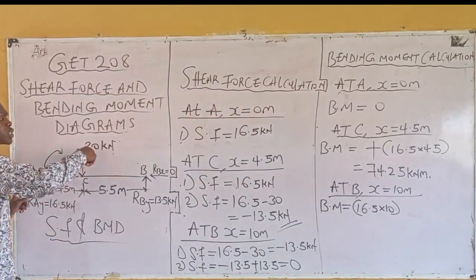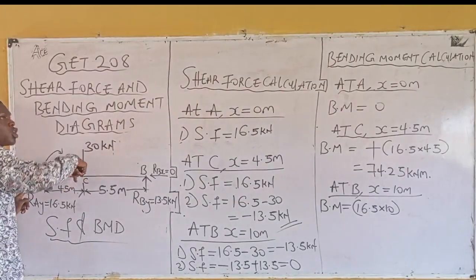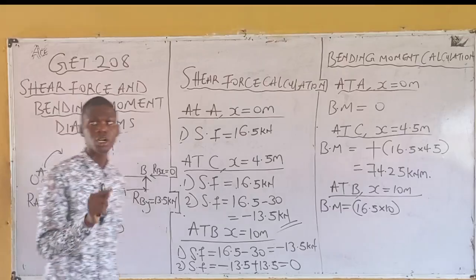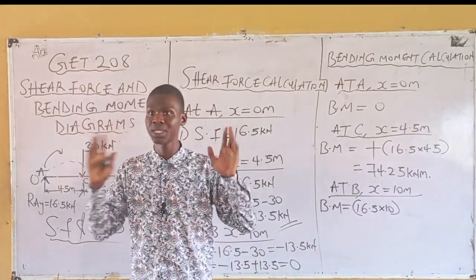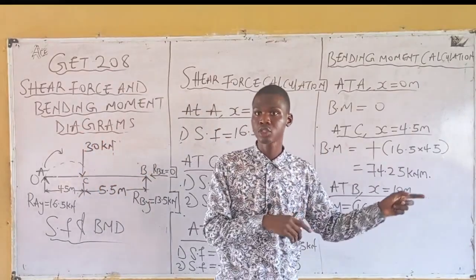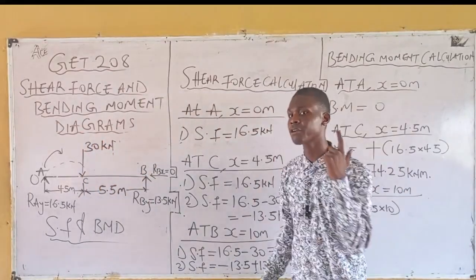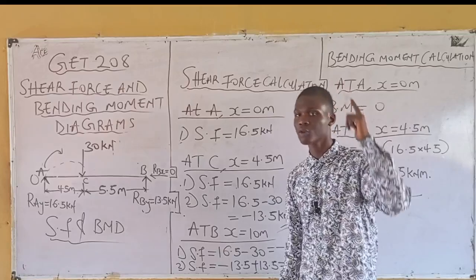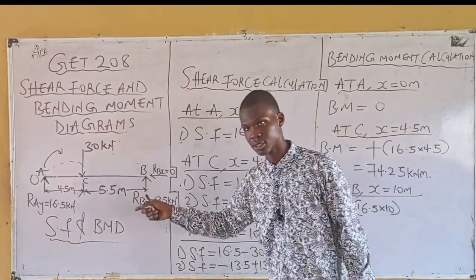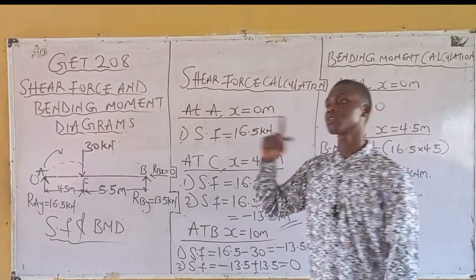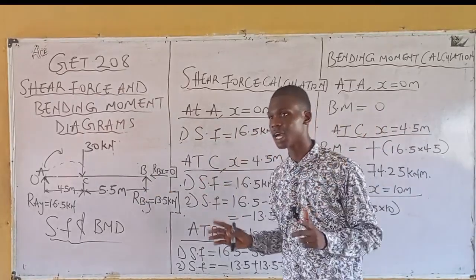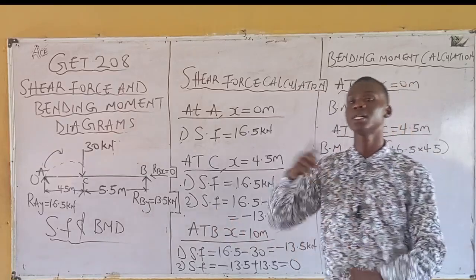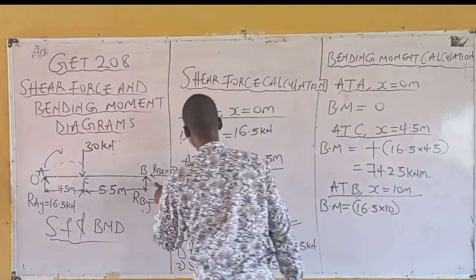So because the nature of this force is acting downward, it does not mean it will be negative. That's why I said for every equation of equilibrium, they have what? Sign convention. So as far as moment is concerned, the sign convention is either clockwise or anti-clockwise. So irrespective of the nature of force, you must still consider if it is clockwise or anti-clockwise. So I'm taking moments.